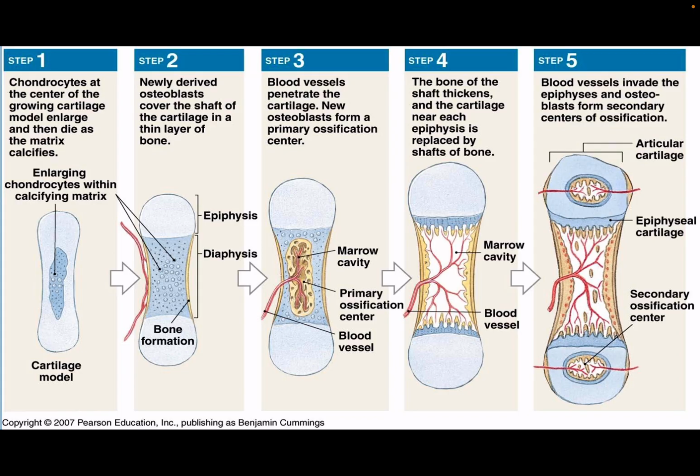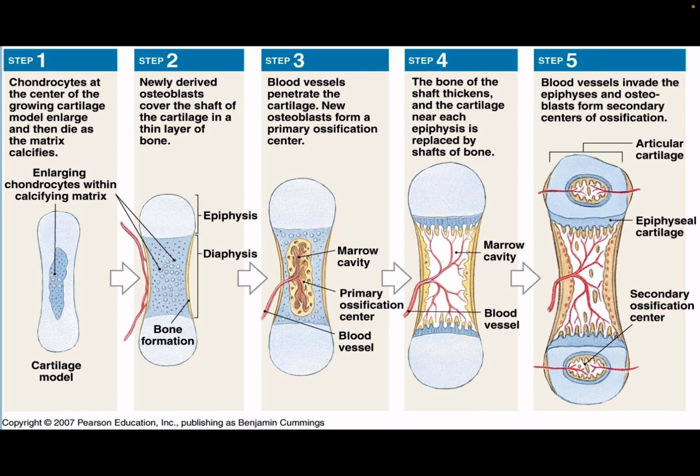So on the far left-hand side, I have a cartilage model. Okay, I have no bone yet. Step 2, I start to get some osteoblasts forming, and I'm forming a periosteum on the outside. Step 3, you see the blood vessel has grown to the center of that cartilage model. I'm starting to form cancellous bone, and I'm also starting to have osteoclasts come in there and build my medullary cavity.